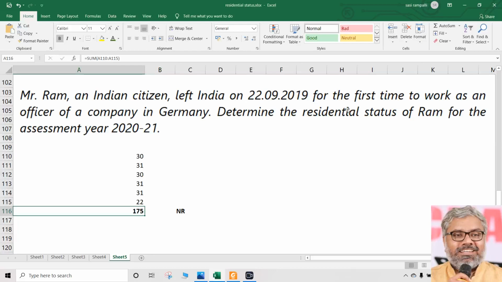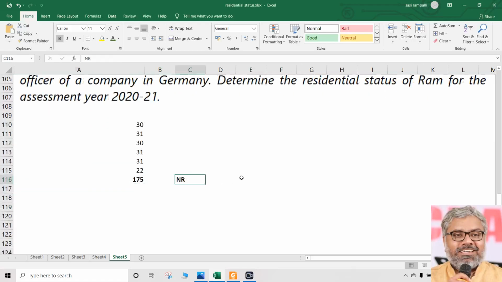How do we know that? Because he is going outside India for the first time. Though the second basic condition is completely satisfied, still that is useless because it is not applicable for this person, since he is leaving India for employment during the previous year and he is an Indian citizen. So only the 182 days condition is applicable, which he did not satisfy. So naturally his residential status in this case would be non-resident.